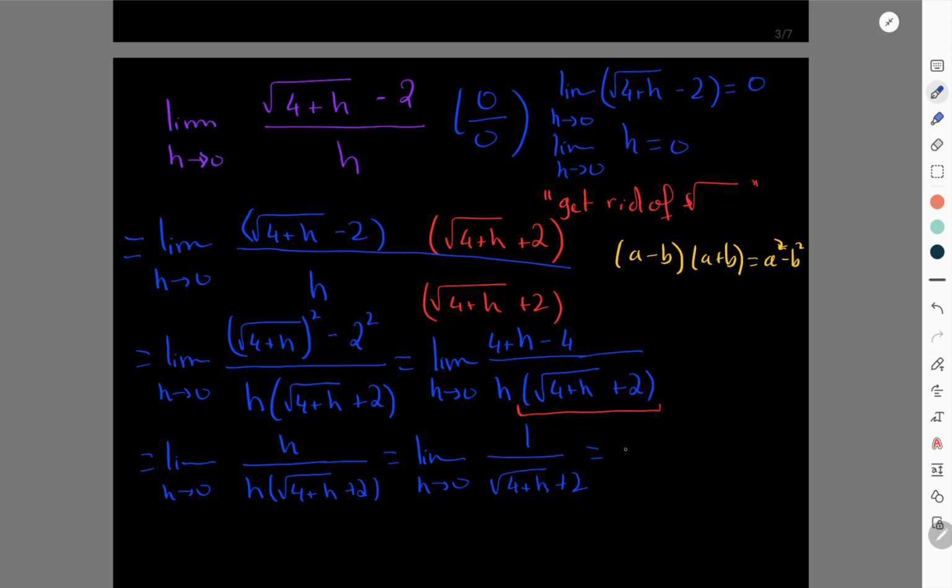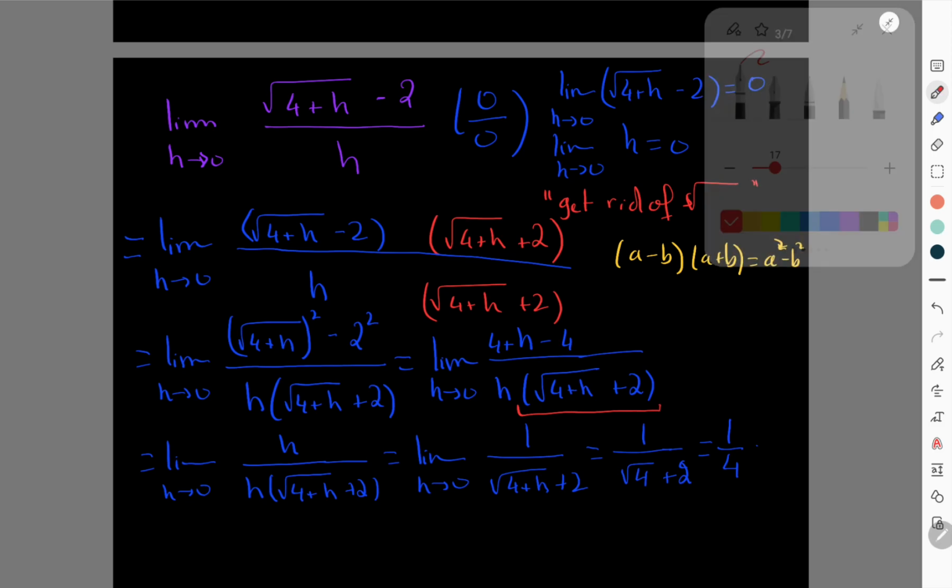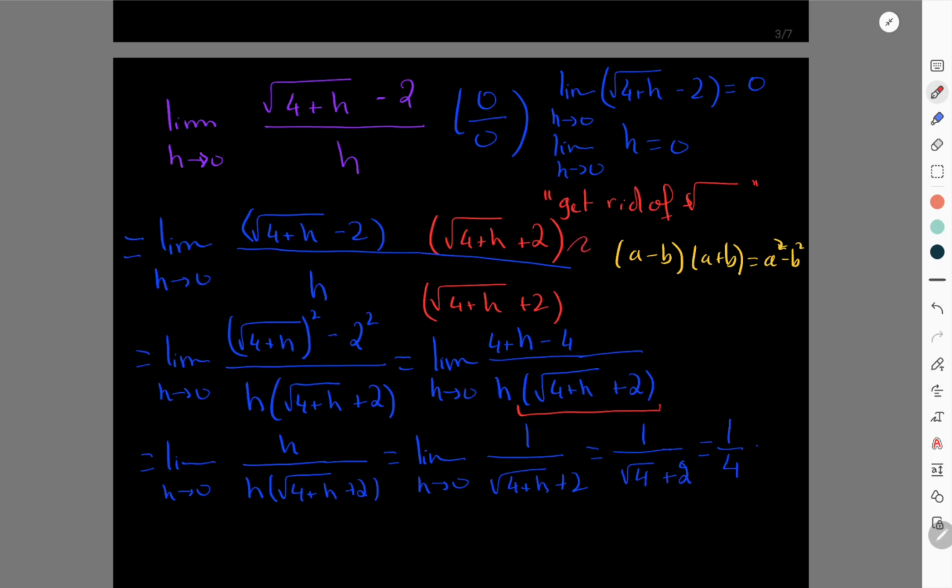And then evaluate by substitution. Well, by just plugging in, basically. Now, the most important idea here is to multiply by the conjugate. This is what we call the conjugate, to get rid of the square root. Of course, I have to multiply that on the top and on the bottom.